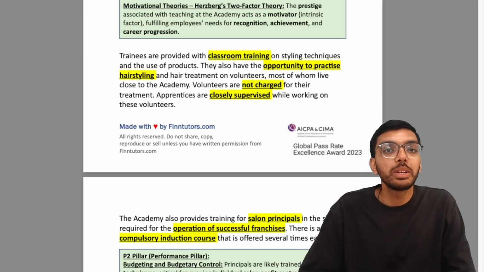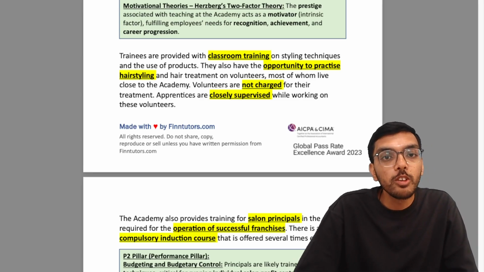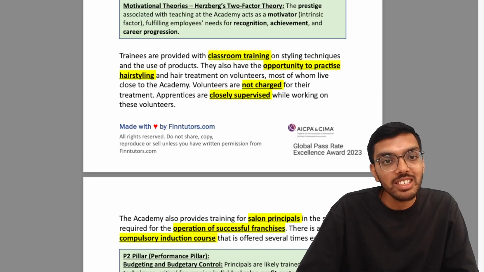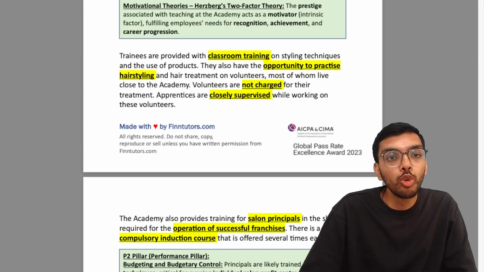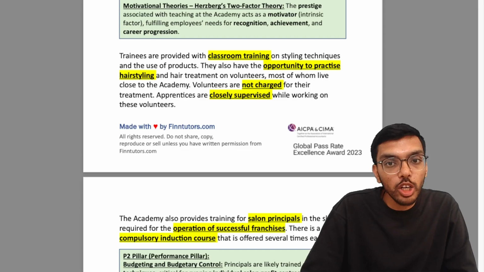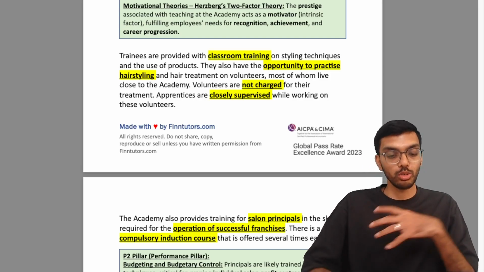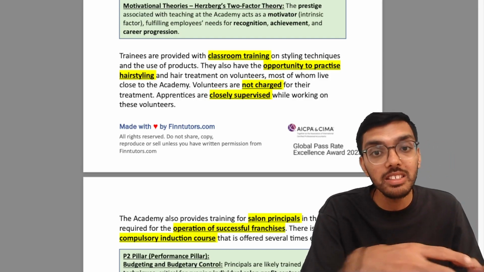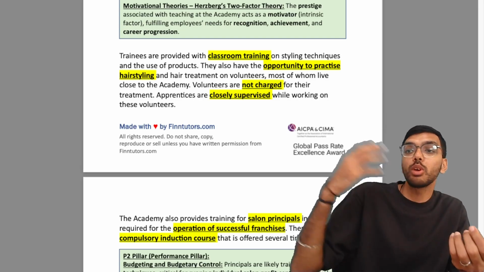Trainees are provided with classroom training on styling techniques and the use of products. They also have the opportunity to practice hairstyling and hair treatment on volunteers, most of whom live close to the academy. Volunteers are not charged for their treatment. Apprentices are closely supervised while working on these volunteers. So you get a textbook study plus classroom training as well, and you get to practice on volunteers.